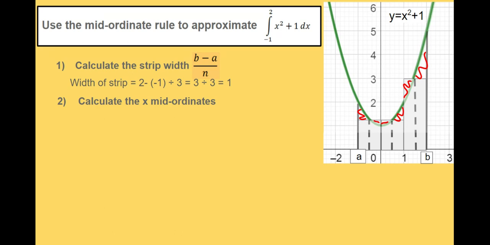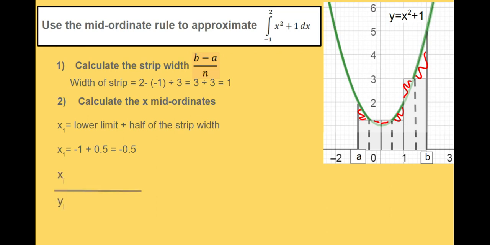Next step, we want to calculate the x mid-ordinates. So let's think about the first one. To get to the first one, we need the lower value, a, which is -1. Then we want to add on half the width of the strip, so that's 0.5. That gives us our first ordinate of -0.5. We can draw out a table of these. We're working out the x ordinates at the moment, and then we'll work out the y ordinates. So we've got our first one already, -0.5.